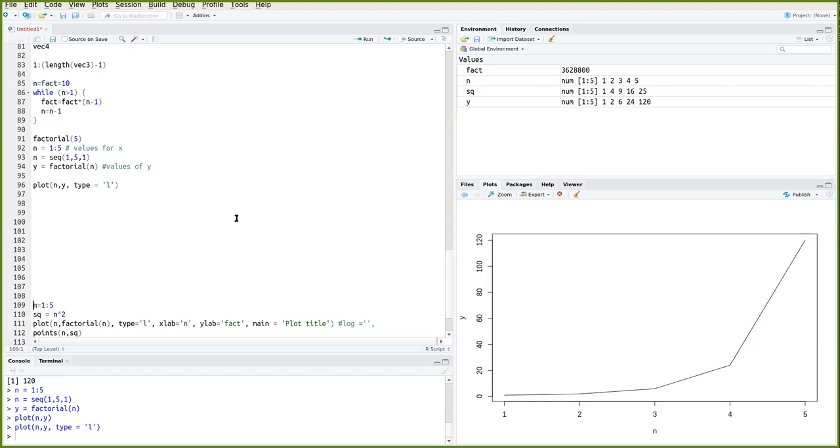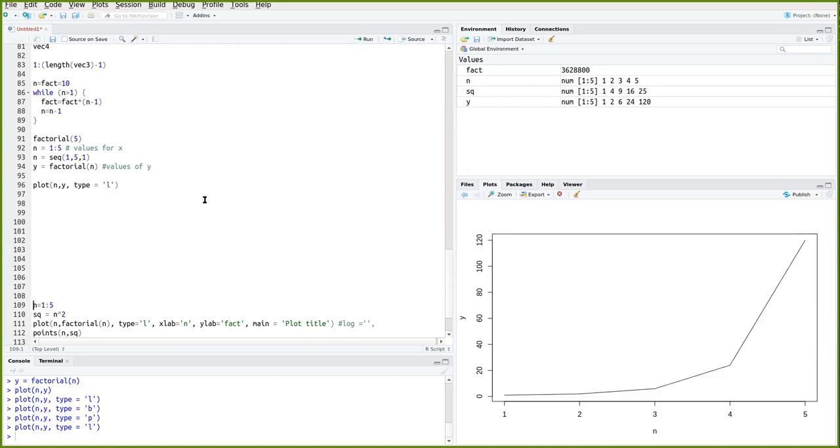In some cases, you would want to have both points and lines. So simply instead of L, you would put B and do Control-Enter. It shows both points and lines. For just showing the points, you can either leave it as it is or you can put P. There are other values you can put, but for now I would like to have L. So I'm putting L.